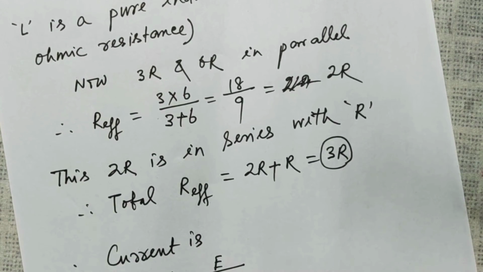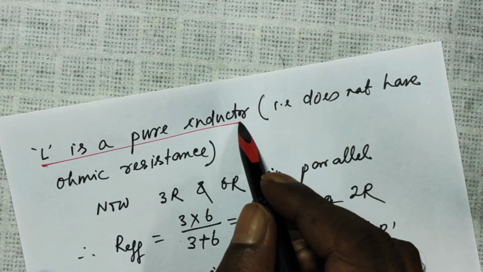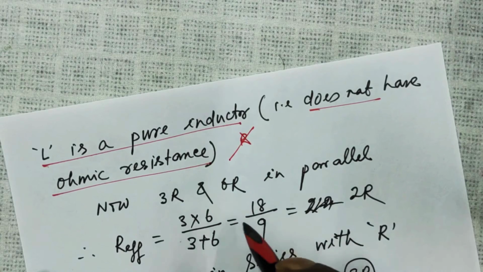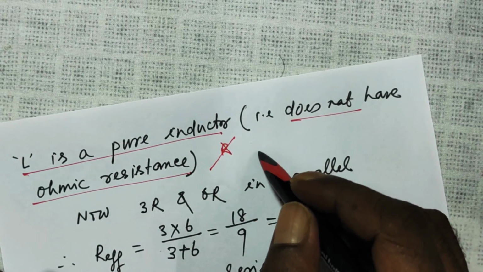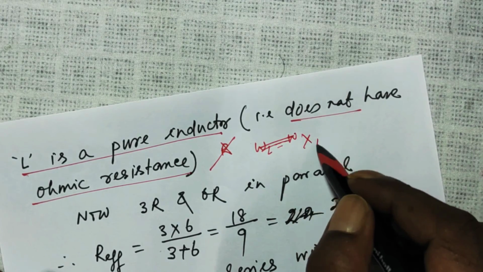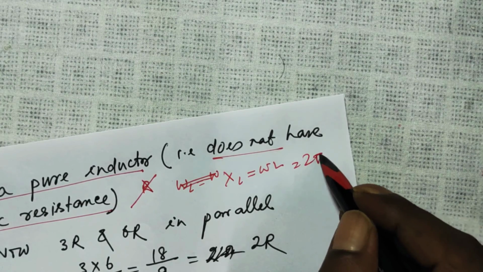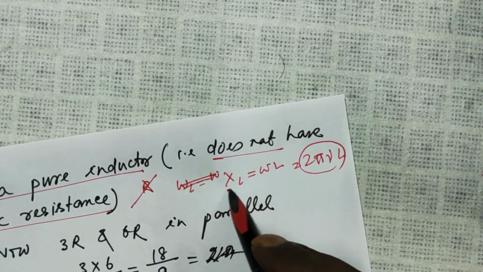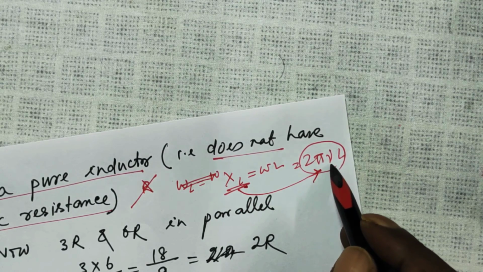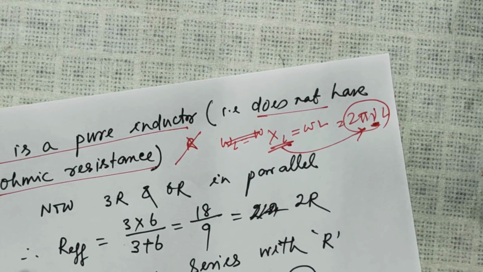After t is equal to infinite, since L is a pure conductor, it does not have ohmic resistance. This part is not there. And you might ask, sir, I had explained that omega L was also a resistance, that XL was the resistance equal to omega L, that is 2 pi nu L. Such a resistance, which is called inductive reactance, is there if it is connected to an AC source having frequency. But here we have a DC source, no frequency.